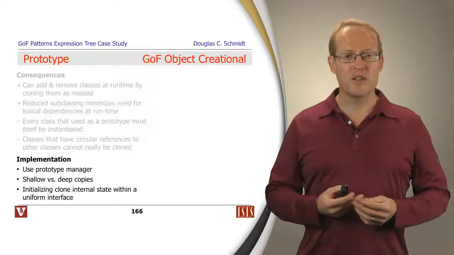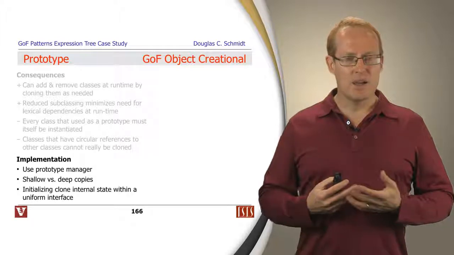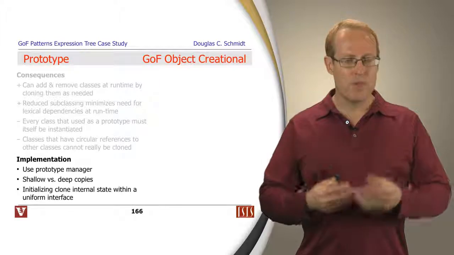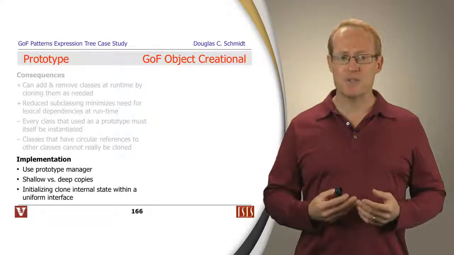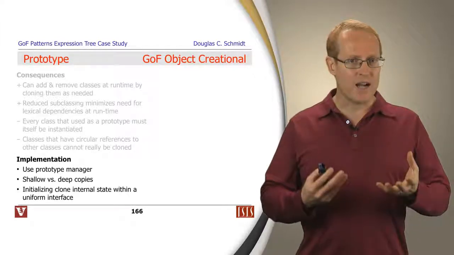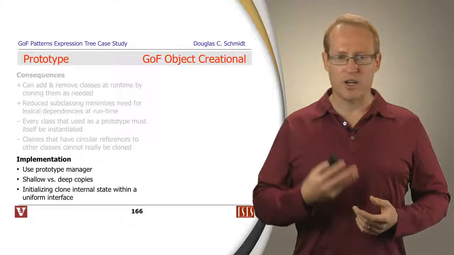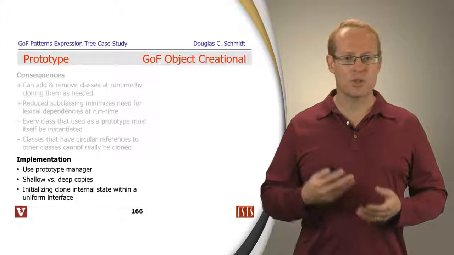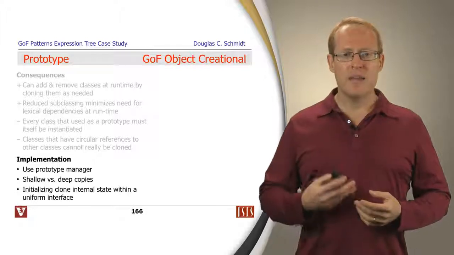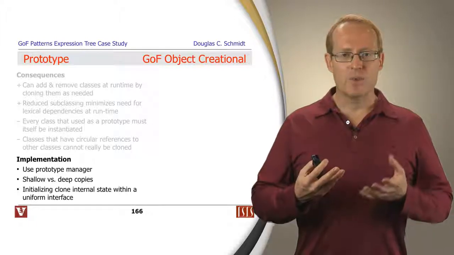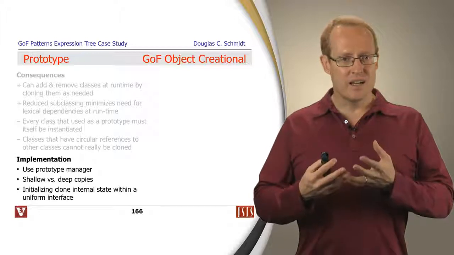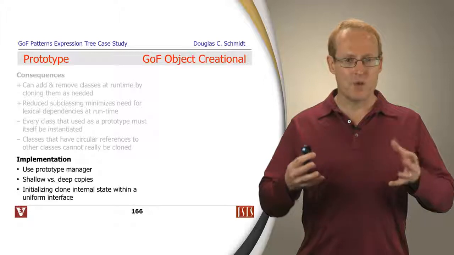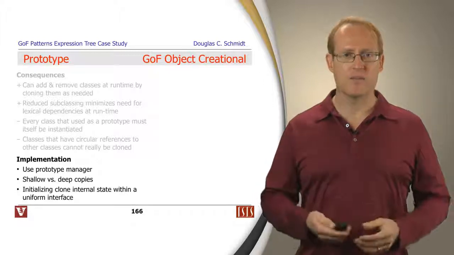There's a number of implementation considerations to keep in mind. You might want to centralize your various prototypes in a prototype manager, maybe make that a singleton perhaps. There's the issue of what kind of copies you make. Do you make a deep copy? Do you make a shallow copy? There's trade-offs. You may need to do more reference counting in some cases, which could make your code more complicated. And then there's also the issue about whether or not you can easily initialize the clones of the subclasses in a uniform interface, or is that too constraining and too restrictive?